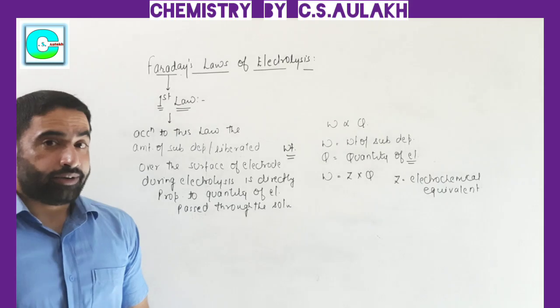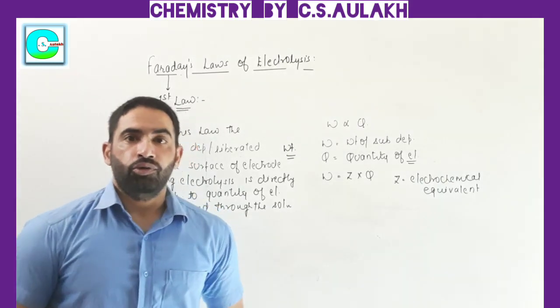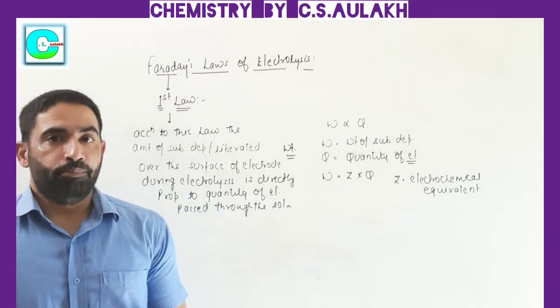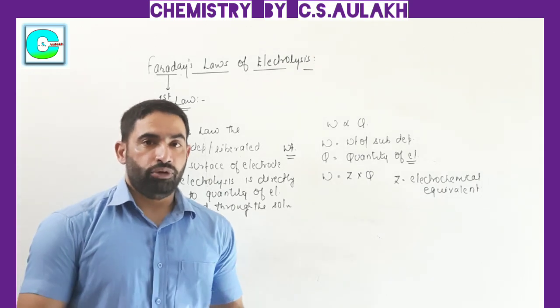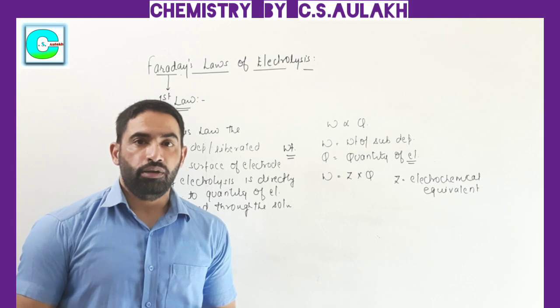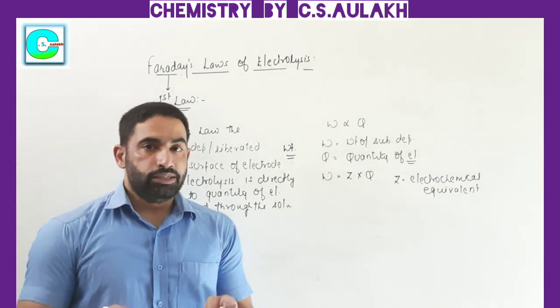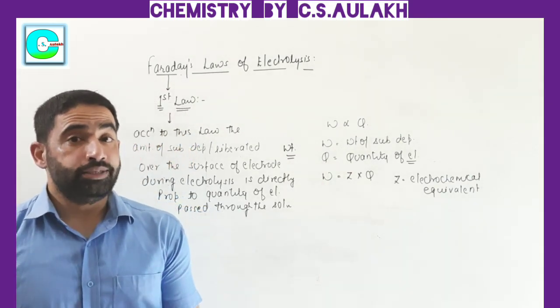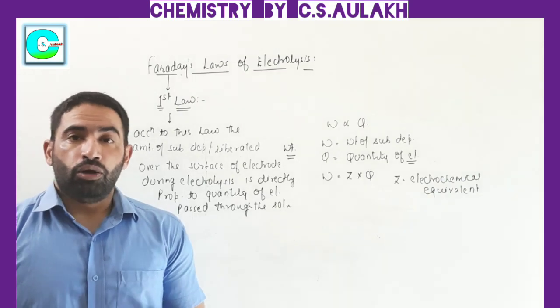So the quantity of electricity further depends upon two factors. One is the current in ampere passing through the solution. If we are increasing the current in amperes, then the quantity of electricity can increase. At the same time, you can increase the quantity of electricity by passing the current for a longer time also.